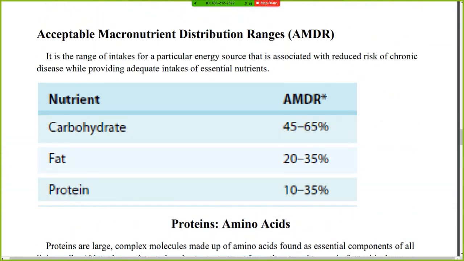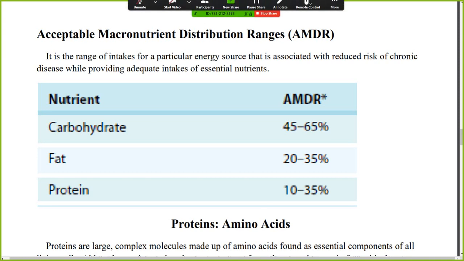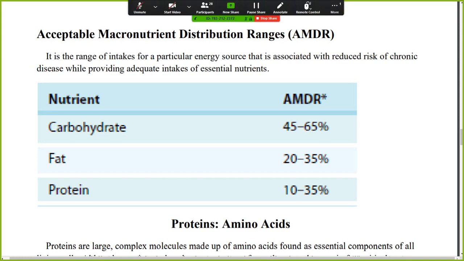Now, the term acceptable macronutrient distribution range. It is a range of intakes for a particular energy source that is associated with reduced risk of chronic disease while providing adequate intake of essential nutrients.